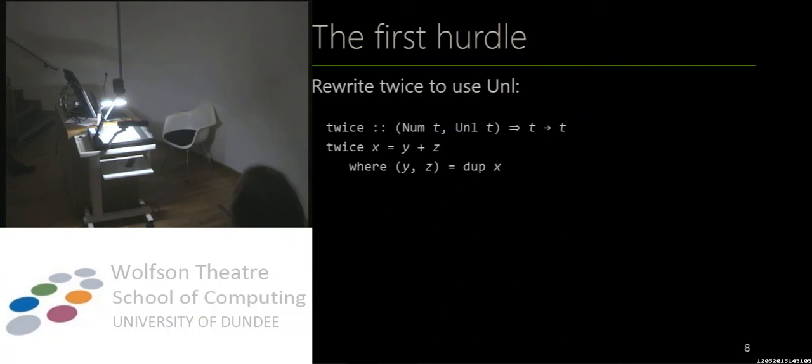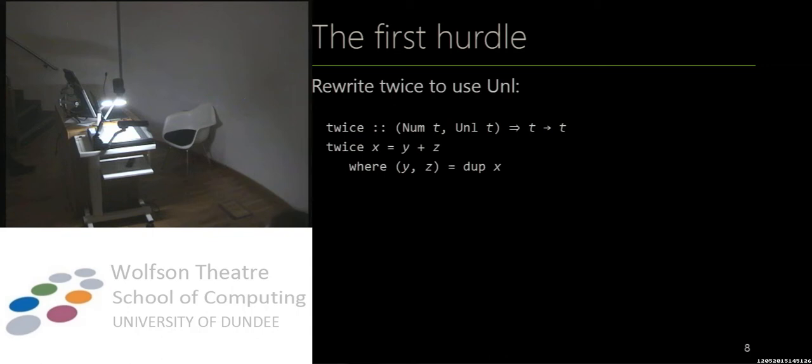Now we can take this twice function we wrote before and say, rather than just using x twice, violating substructurality, we take x, call dupe on it, get back y and z, and then add y and z. And now what do we know about our types? Well, the input type would best be numeric because we're going to add it, and it would best be unlimited because we're going to duplicate it.